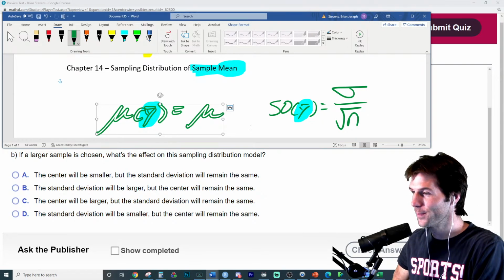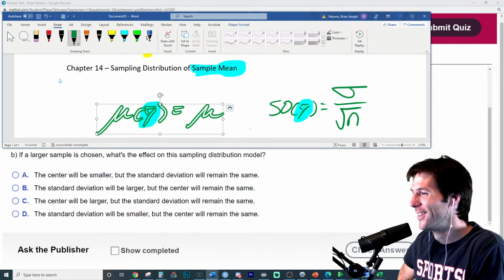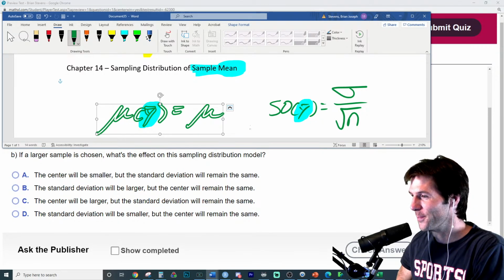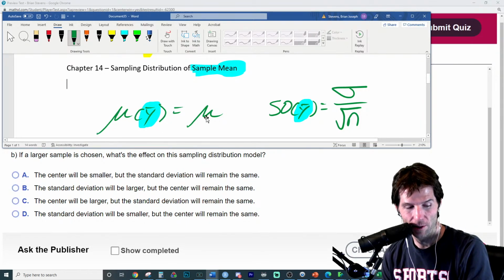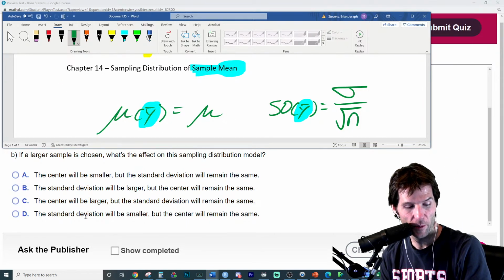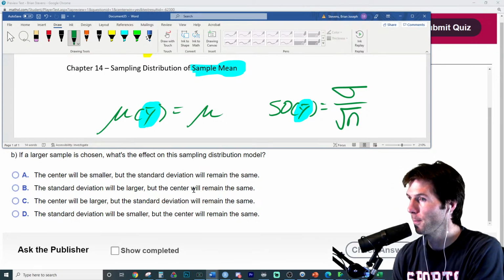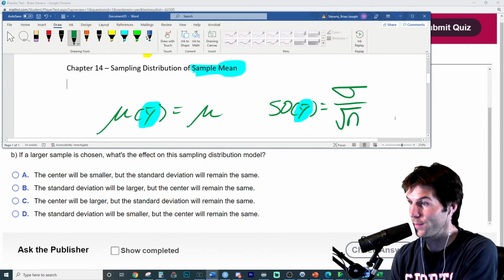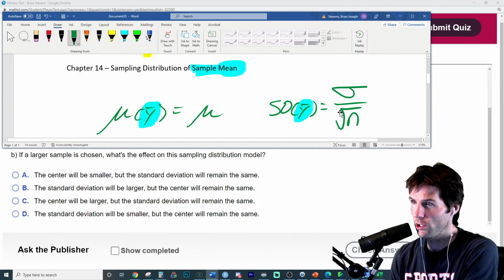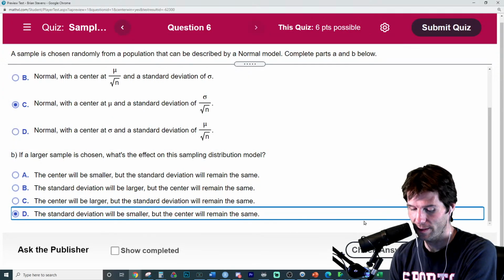But what would change? What would change about the distribution? The mean is not going to change. So the center of the distribution will remain the same. So the center is the mean. That's going to stay the same. But what does change about the distribution? What does change is the standard deviation. The standard deviation is going to get smaller. That's got it.